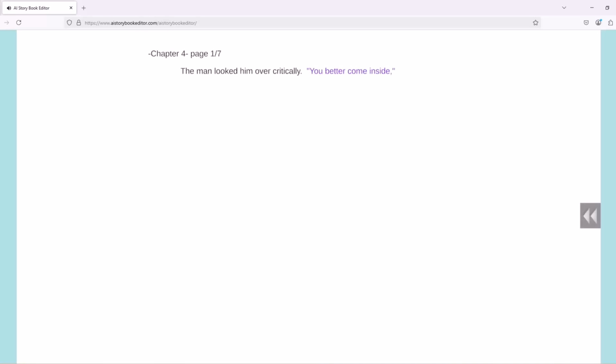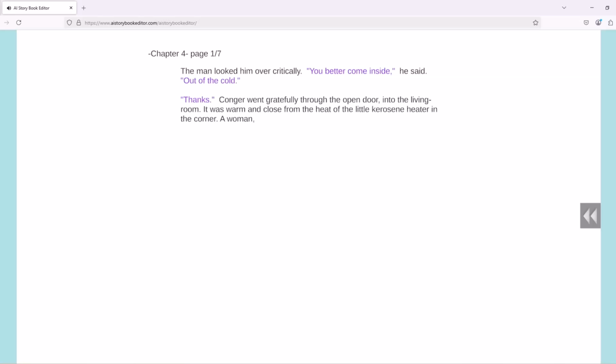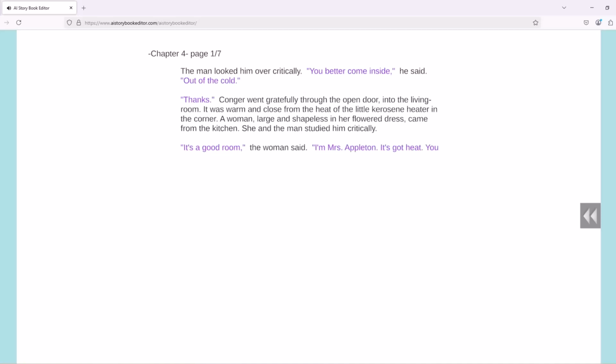"You better come inside," he said. "Out of the cold." "Thanks." Conger went gratefully through the open door into the living room. It was warm and close from the heat of the little kerosene heater in the corner. A woman, large and shapeless in her flowered dress, came from the kitchen. She and the man studied him critically. "It's a good room," the woman said. "I'm Mrs. Appleton. It's got heat. You need that this time of year." "Yes." He nodded, looking around.